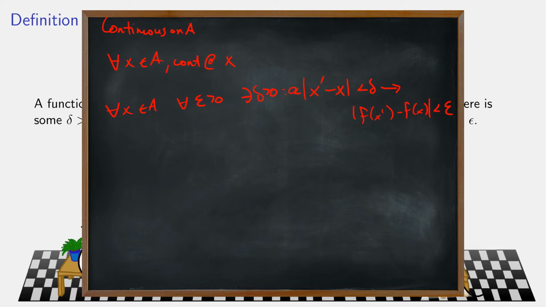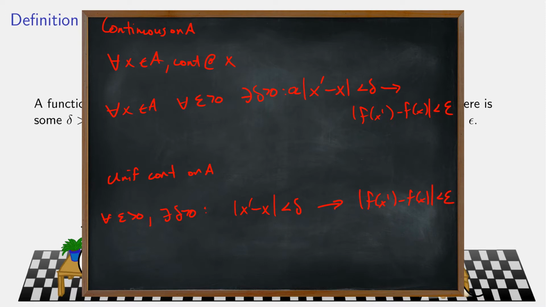So this is just hacking through the epsilon delta definition of continuity at a point and applying the continuity at the point x to every point in A. Now let's take a look at what uniformly continuous on A is. For any epsilon which is positive, there exists a delta so that if the distance between 2 points, and I'll just use x prime and x again, is less than delta, then the distance between f of x prime and f of x is less than epsilon.